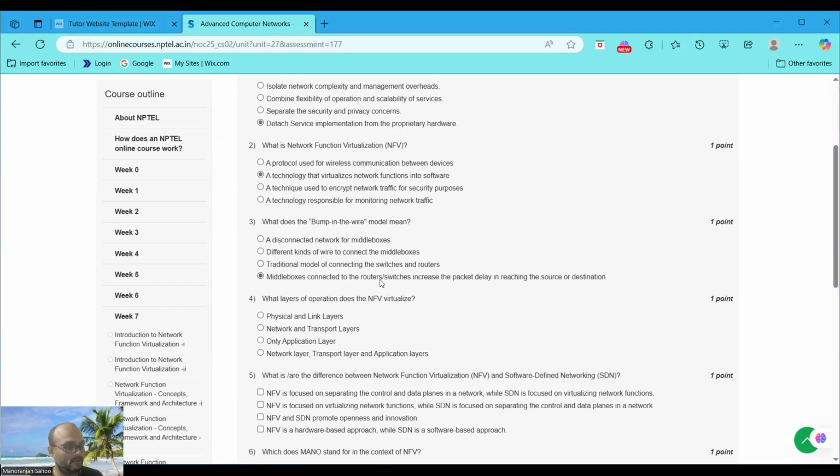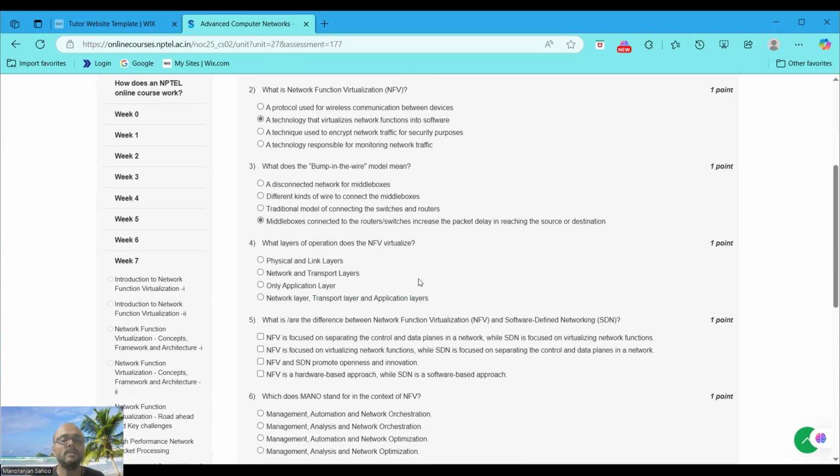Now, moving to question number 4, what layers of operation does the NFV virtualize? Network layer, transport layer, and application layer. NFV virtualizes network functions across multiple OSI layers: the network layer, that is router or IP functions; the transport layer, that is load balancer or NAT; and the application layer, that is firewalls and proxies.